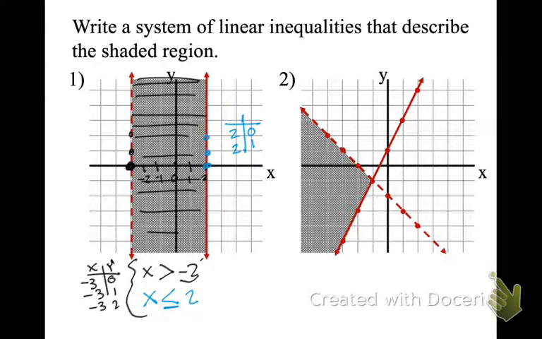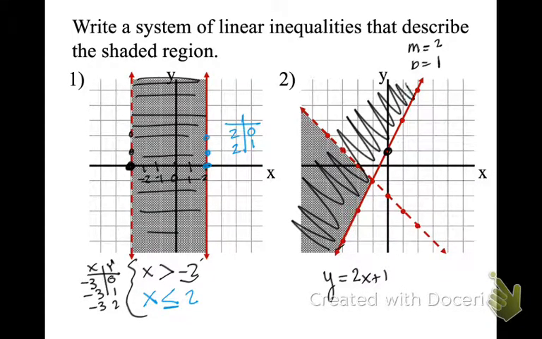If I have something like this, for the first equation we have to find the m and the b. So the b is 1, and my m is 2 over 1. So this is going to be y equals 2x plus 1. It's solid, and it's shading. I have to continue it. So this is shaded above, so this would be y is greater than 2x plus 1.